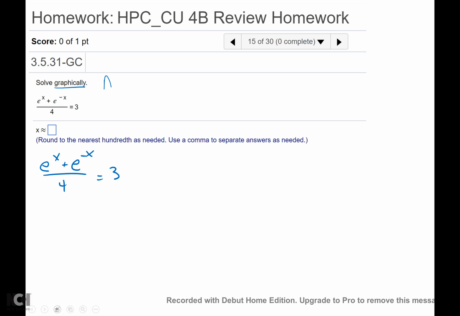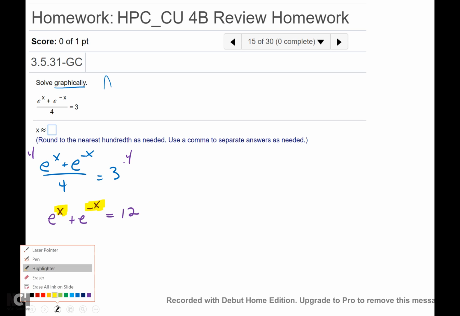Alright, I'm going to kill the fraction, so I'm going to multiply both sides by 4. That gives me e to the x plus e to the negative x equals 12. The trick here is to make this look quadratic. And to be quadratic, this middle exponent has to be half of the first exponent, which it isn't. So this is not quadratic. But there's a trick. If I could make this e to the 2x and then just get e to the x somewhere, I'd be good.